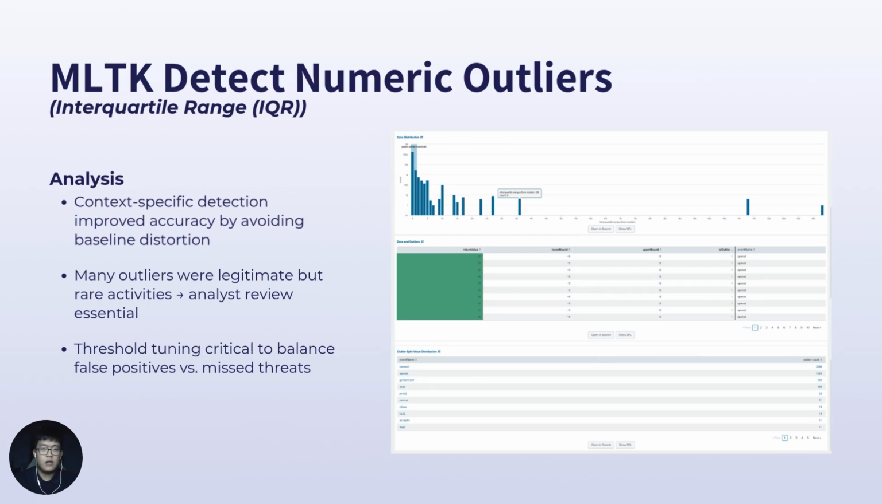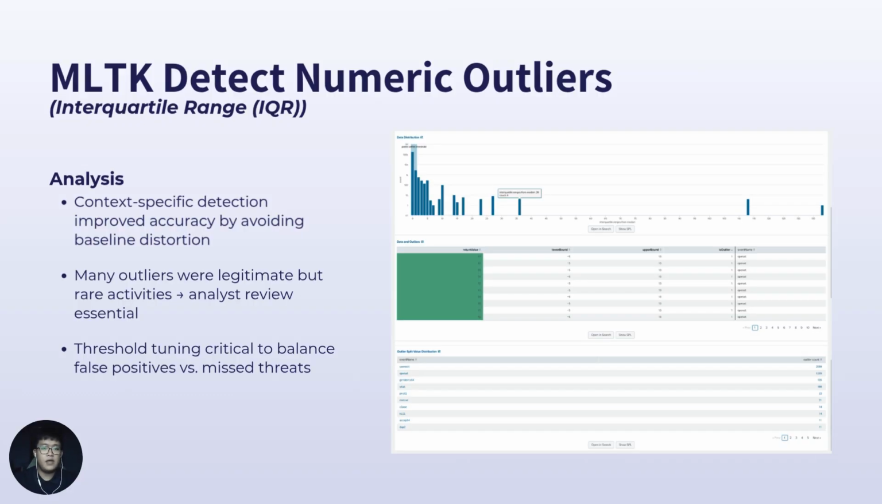This method flagged 1,299 outliers across multiple event types. Most were found in common system calls like connect and openat. Splitting by event type avoided one event type dominating the baseline for another, which improved accuracy.